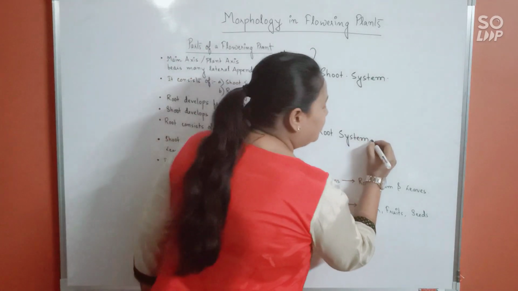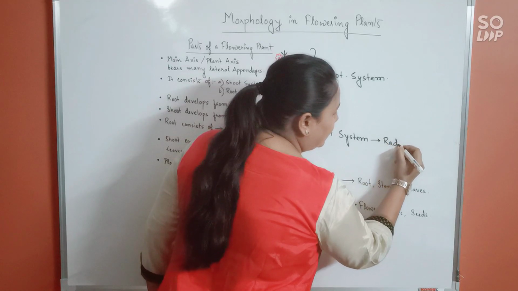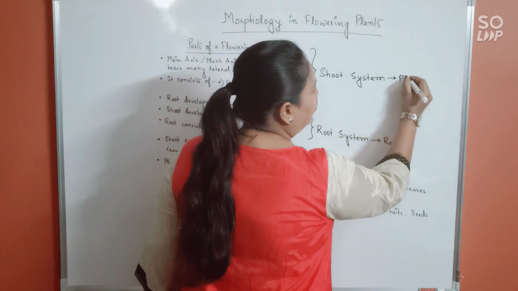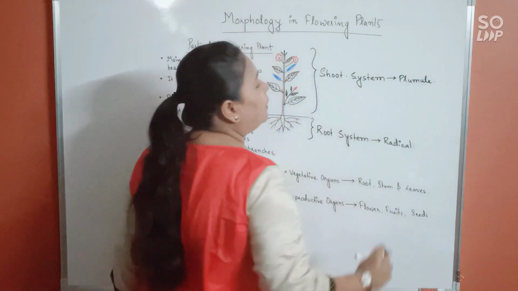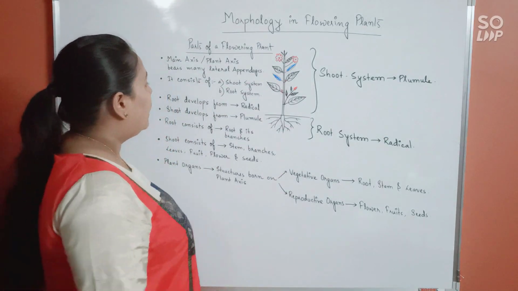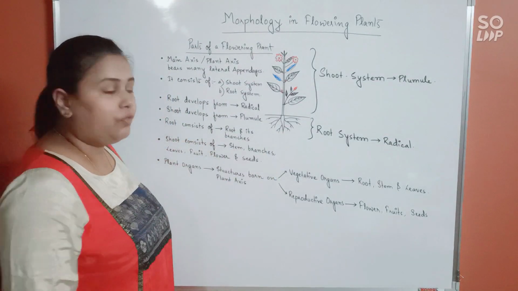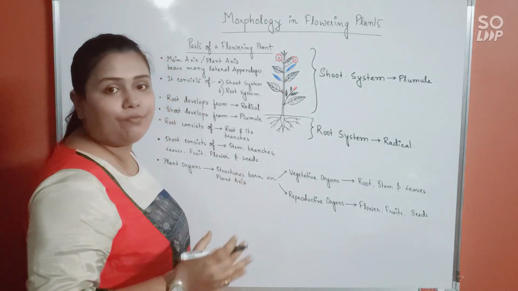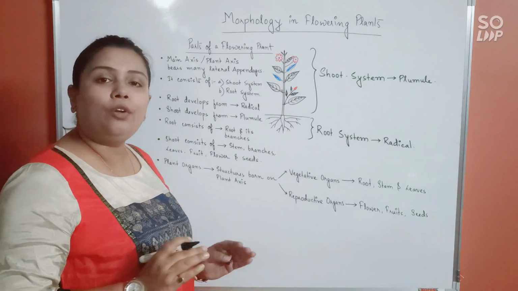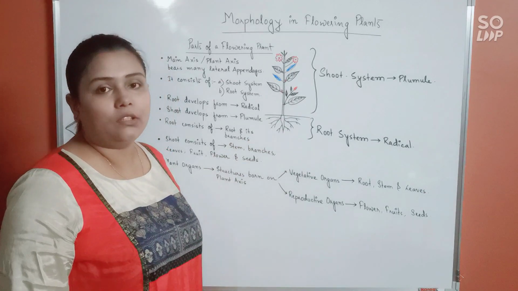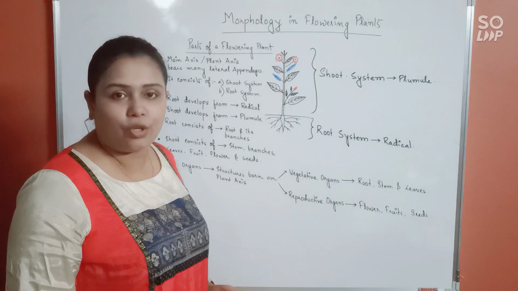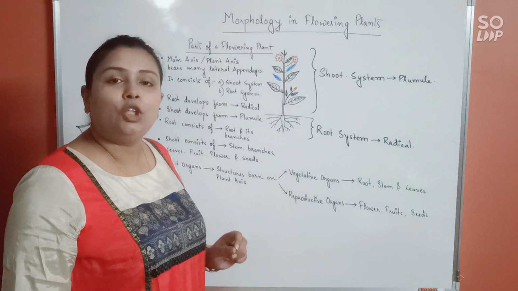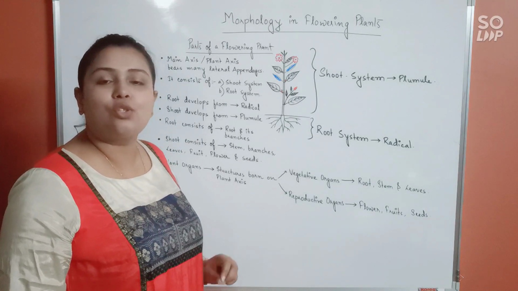So it arises from the radicle and the shoot system arises from the plumule. Alright. Now, see this. The root consists of root and its branches. So these are the lateral branches that arise from the root. Alright. Now, all of you know that the root, being underground part of the plant body, is usually non-green, and its major function is to absorb water and minerals from the soil. Not only that, it also provides anchorage to the plant body.